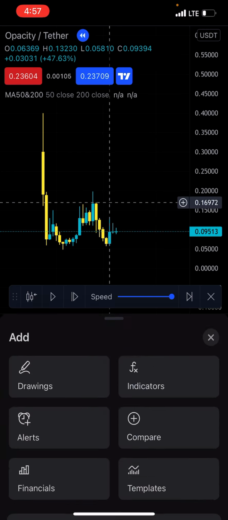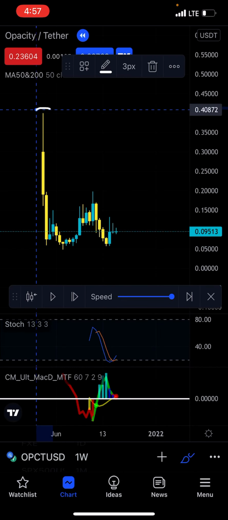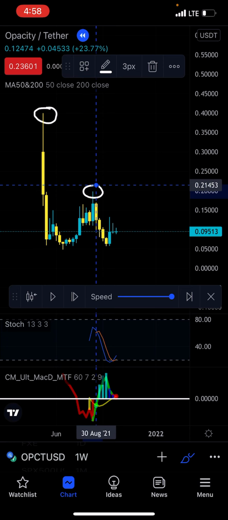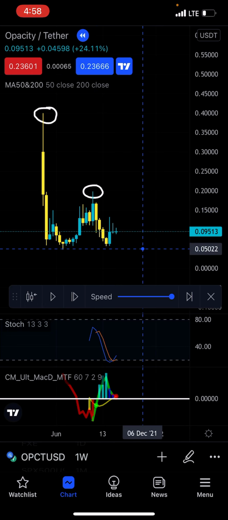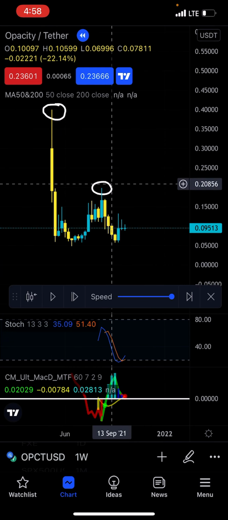What you're basically looking for is a high, right? You're looking for a very big high, and then you're looking for another sort of lower high, right? That's kind of what we're looking for right now. We're looking for an extended high, and we're looking for a lower high.